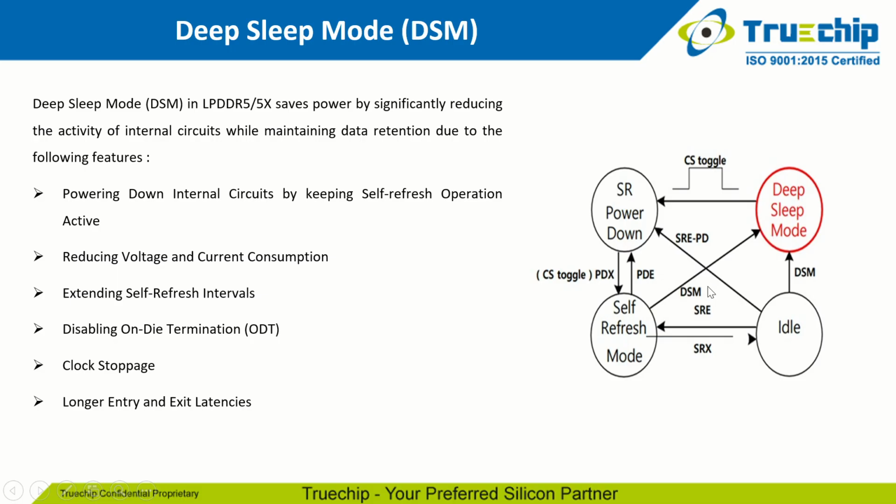Then there comes another state, that is self-refresh power down. From there it can go to one of the states. Either it can go to the self-refresh mode via the power down exit command. Then comes the deep sleep mode, through which it can go to the self-refresh power down state only. From self-refresh mode it can go either to the self-refresh power down, or deep sleep mode, or idle state via the self-refresh exit command.